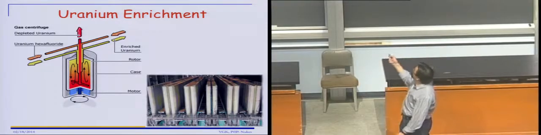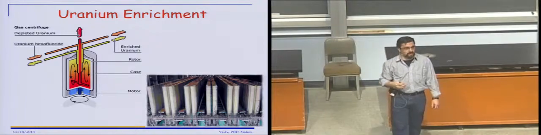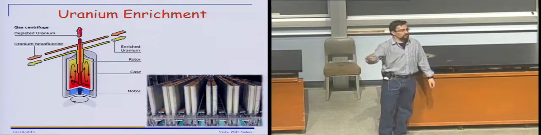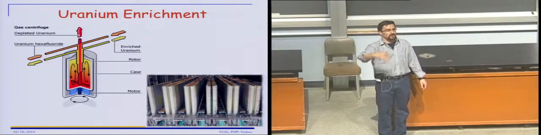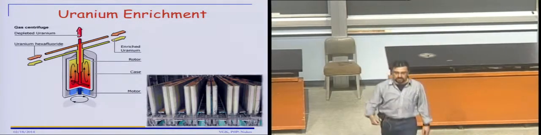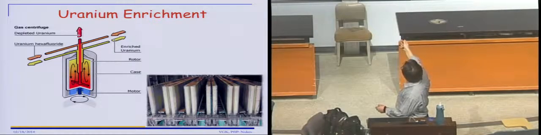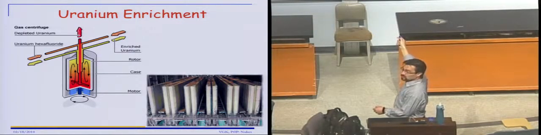Each stage typically can increase the enrichment by sort of on the order of 1%. So now you're trying to get from 1% to 80%. This process requires multiple steps. And so that's why you have these enrichment facilities arranged in rows. So one centrifuge feeds another centrifuge that feeds another and another and another.